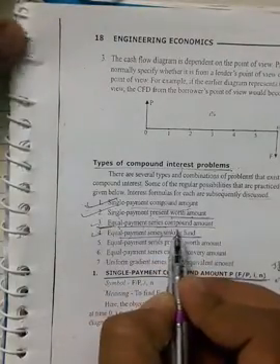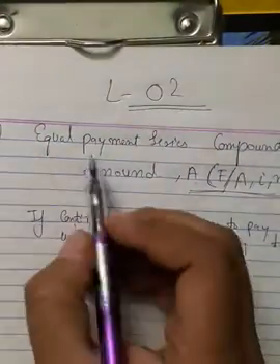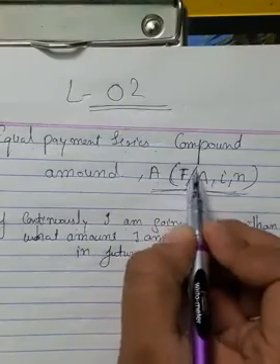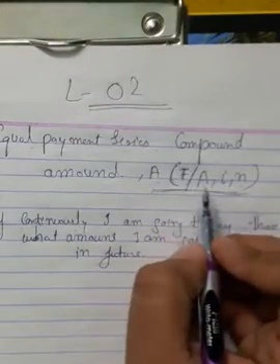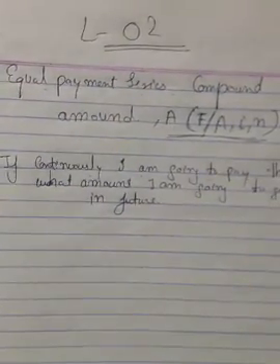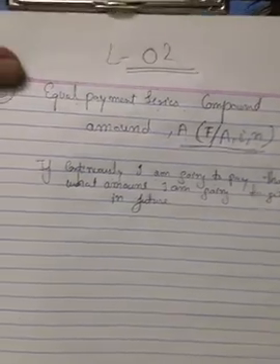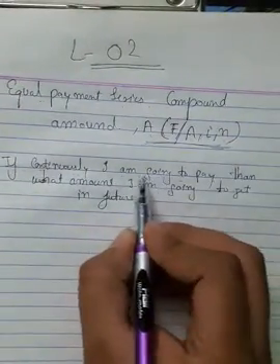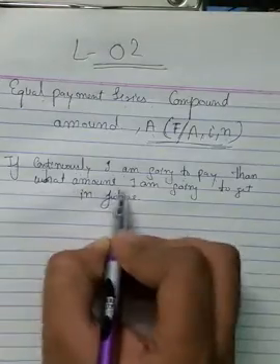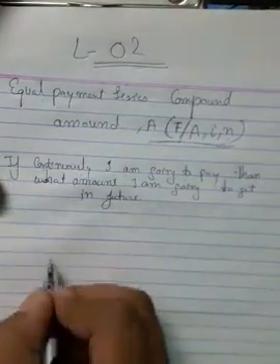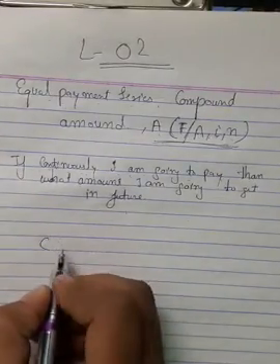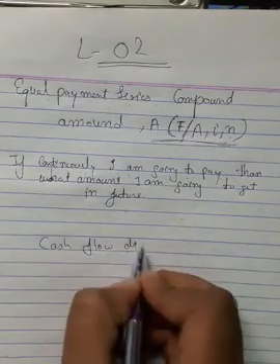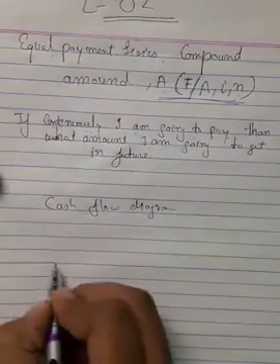So let's go with the equal payment series compound amount. It is written as A F by A, I and n. What is all this? I will explain. The main idea is that if I continuously pay yearly, what amount am I going to get in the future? If you draw a cash flow diagram, it is a horizontal line.